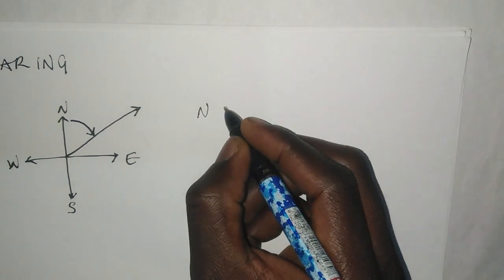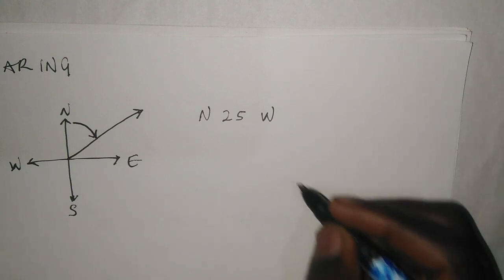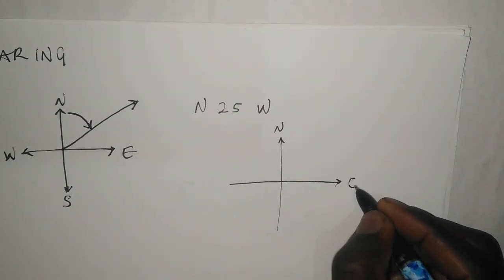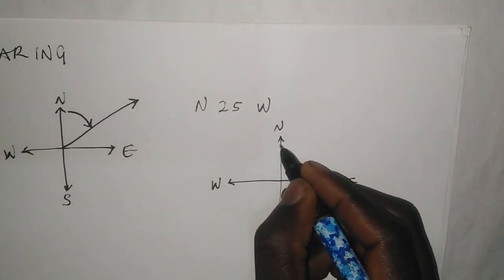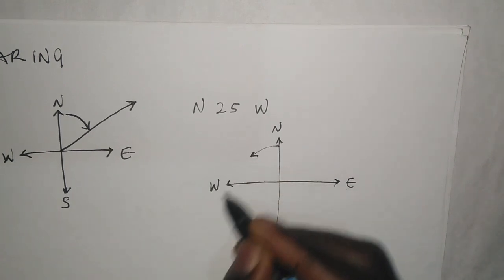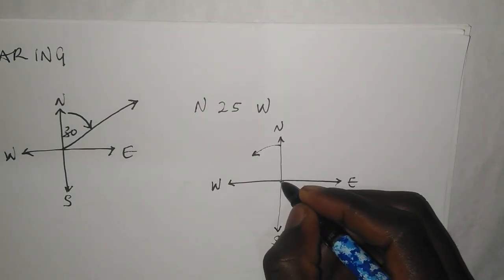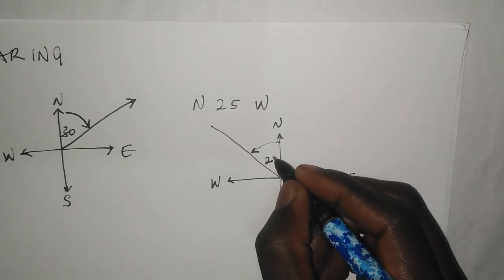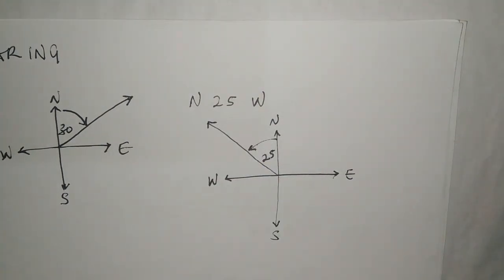North 25 degrees west. How do you draw this particular bearing? You also put down the directions. This is north, east, south, west. Now, north 25 degrees west. So you go 25 degrees from the north to the west. Sorry, this is 25 degrees. So when you go 25 degrees, you draw a straight line from here. This is 25 degrees, and then this is your direction. So this is how you draw this particular bearing.